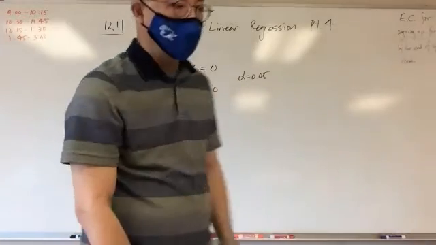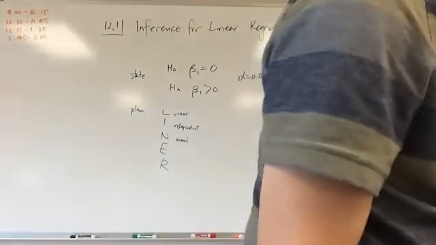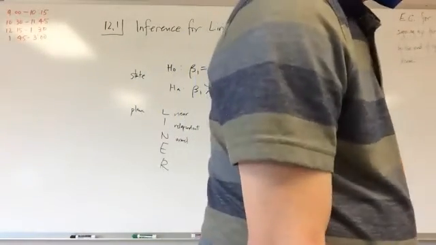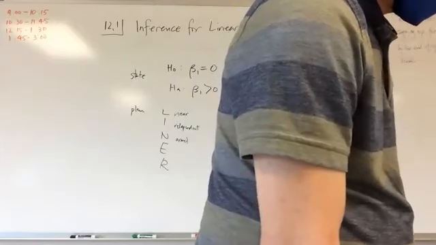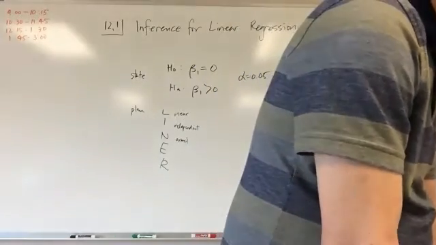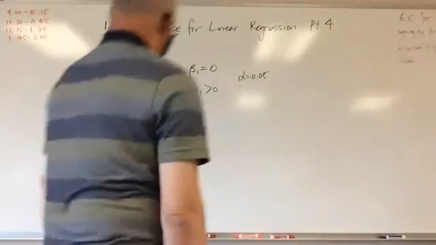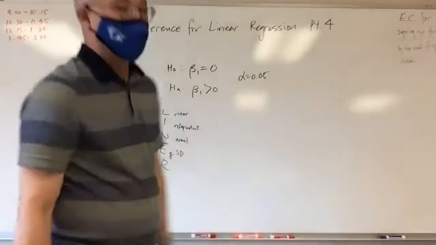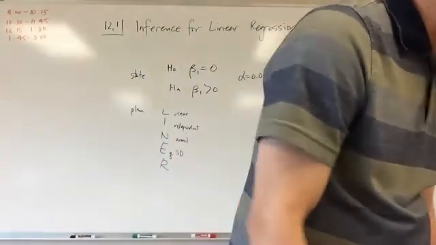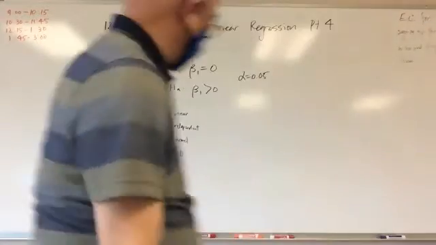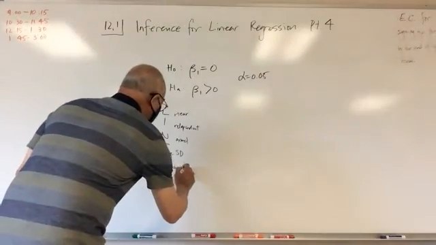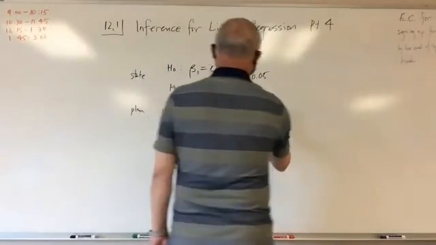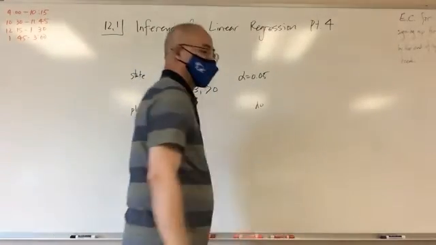Is it normal? Let's look at the histogram. Looks pretty normal to me. Don't see any outliers. It's pretty symmetric. And then equal standard deviations. We're looking at the residual plots there. Look pretty good there. And we are random, so it says it's a random sample, so we're good. State, plan, do, so we'll actually do this now.